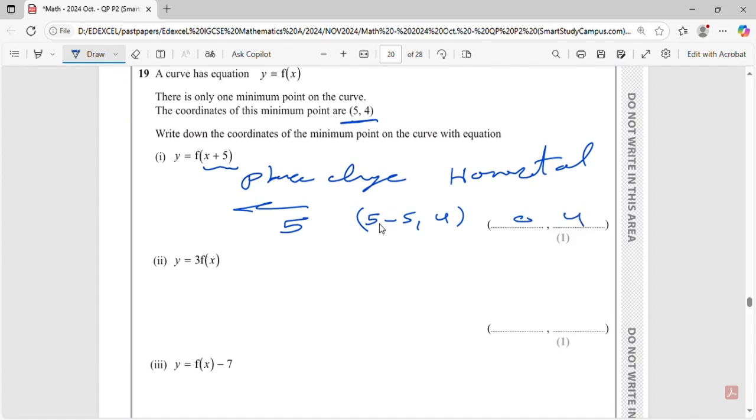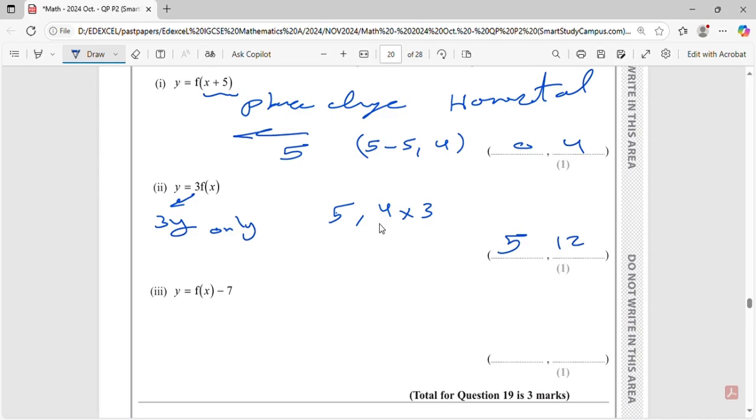Now here, this is what happens for all functions, so it will multiply y by 3 only. So instead of 5 and 4, I will multiply 4 by 3, so it will be 5 and 12. Now here, this happens for y, but it will decrease, going down by 7 steps. So instead of 5 and 4, I will subtract 7 from y only. It will be 5 and negative 3.